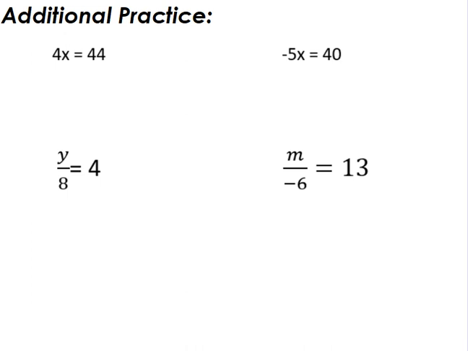Again, a lot of people are going to say, Mr. G, I know that 4 times 11 is 44, so x has to equal 11. And you're not wrong. You are absolutely correct. The problem is I want to show you the steps on how to get there. Because this is multiplication, I want to get my variable by itself, just like before. So I've got to cancel out this times 4.